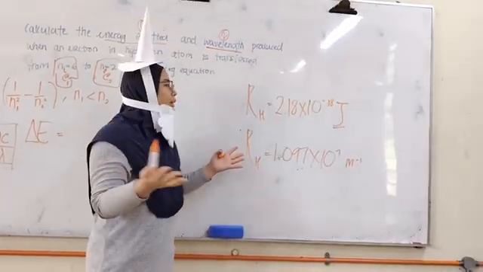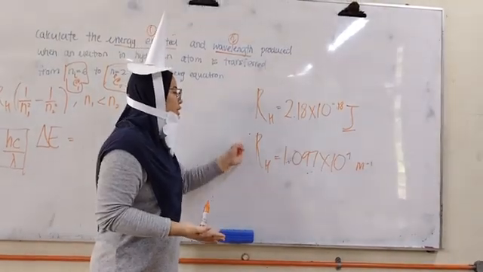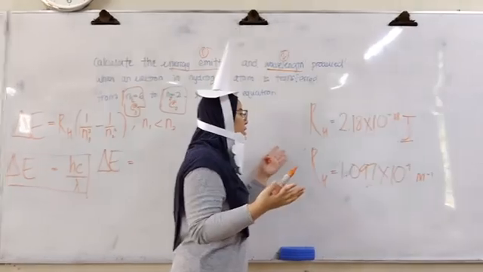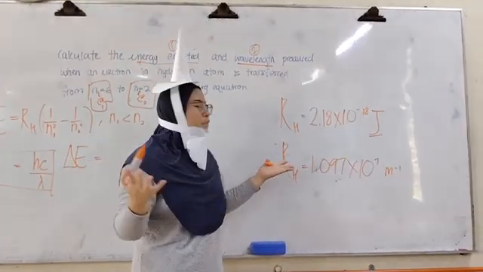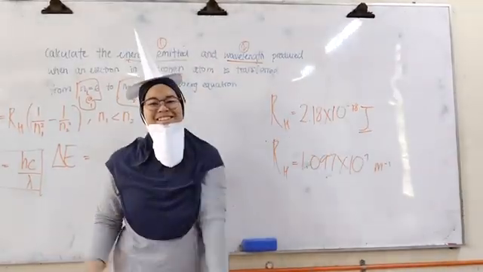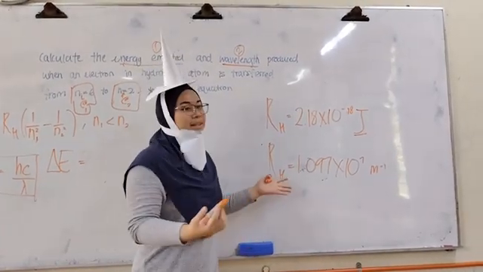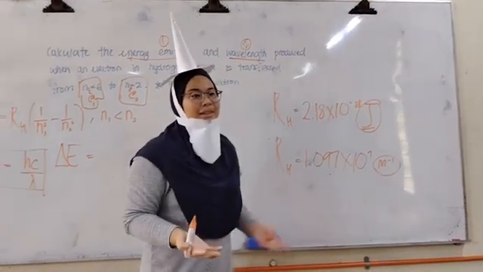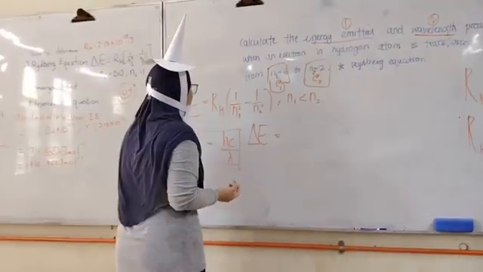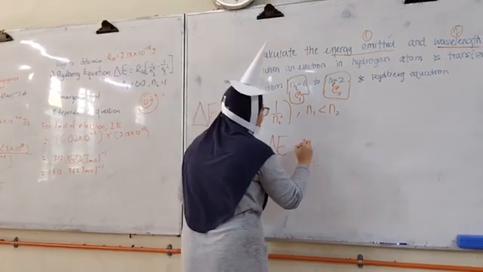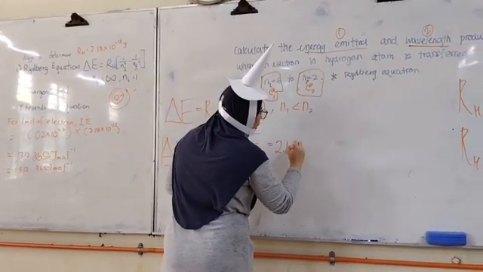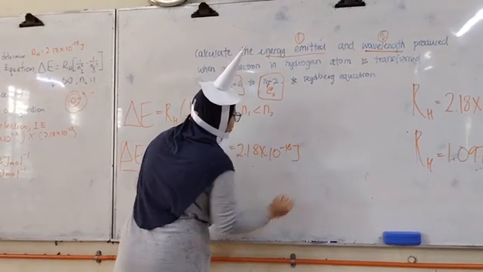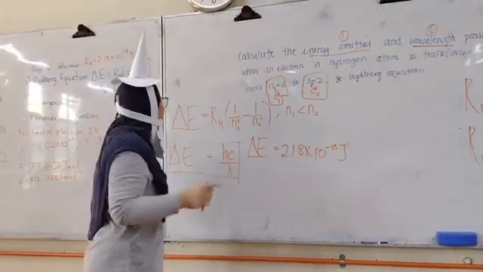Let me ask you, dear Knight, which one should we use, the first one or the second one, for energy emitted? If your answer is the first one, you're correct. If your answer is the second one, you're wrong, because I said earlier, this one is defined for wavelength. This one is defined for energy. Let's continue. So obviously we choose the first one, which is 2.18 times 10 to the power of -18 joules.